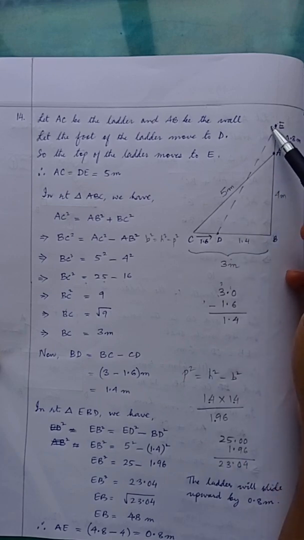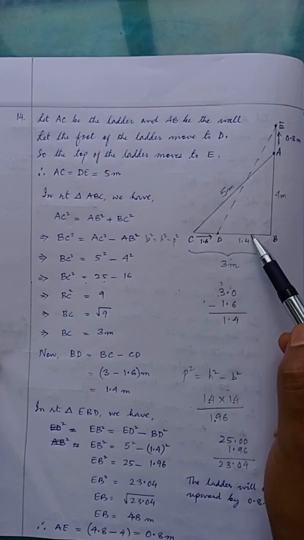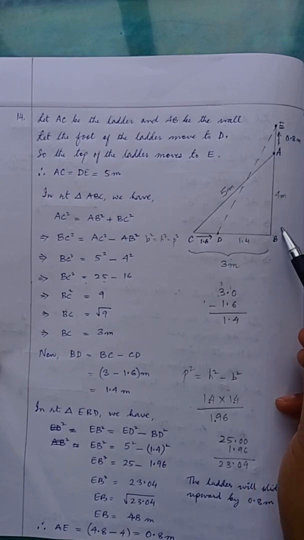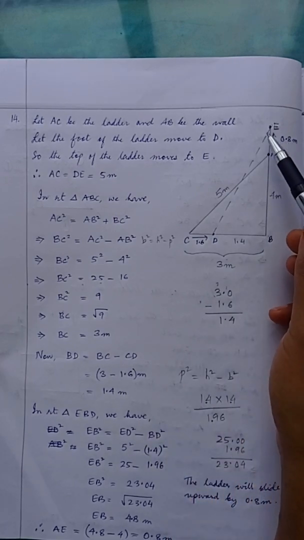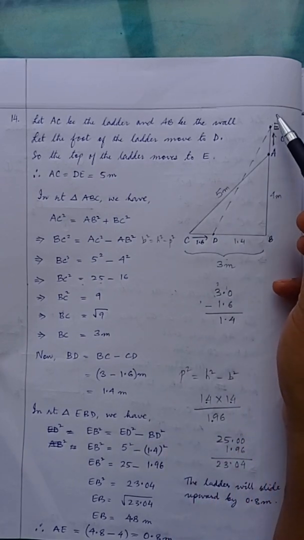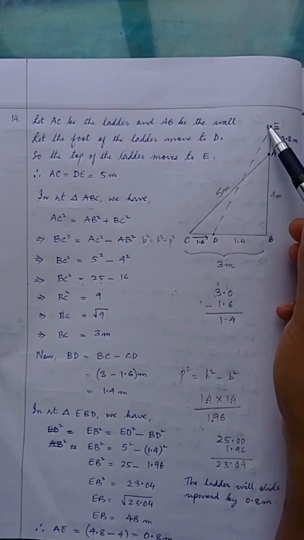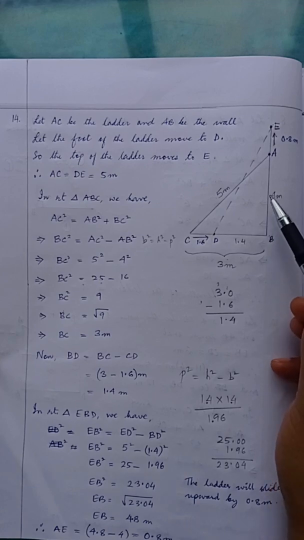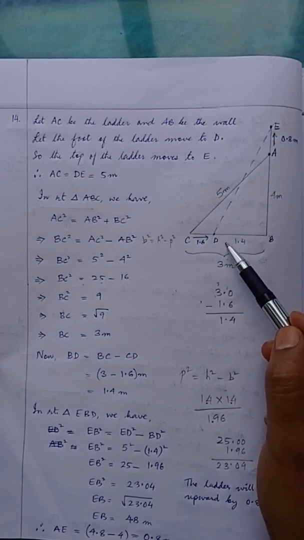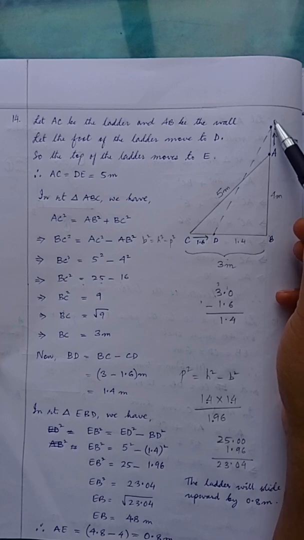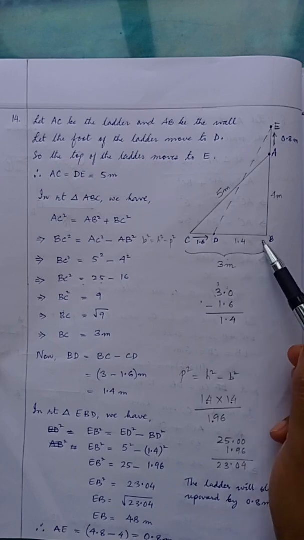After knowing this, we will take this triangle. We know the hypotenuse is 5, this is 1.4, we will be finding this side. So to find this side, our triangle will be EDB, in triangle EBD, EB, I'm to find this one, EB square will be equal to ED square minus BD square. Let me repeat, EB square is ED square minus BD square.